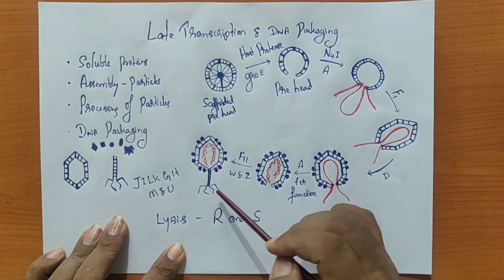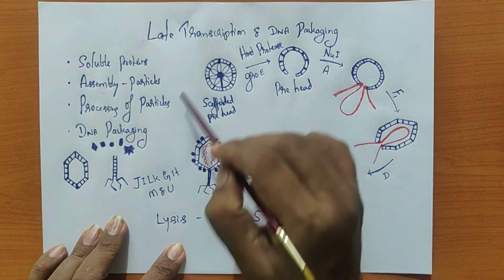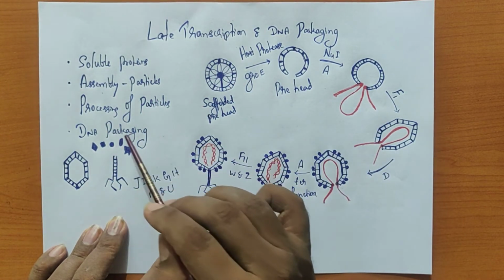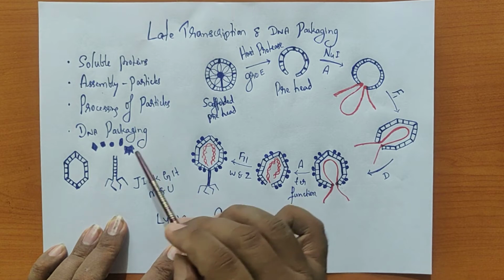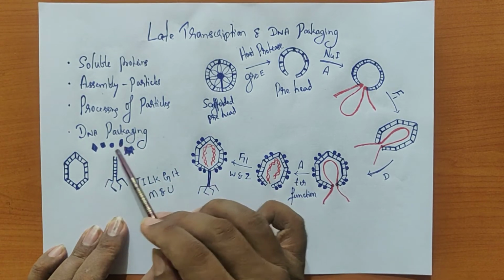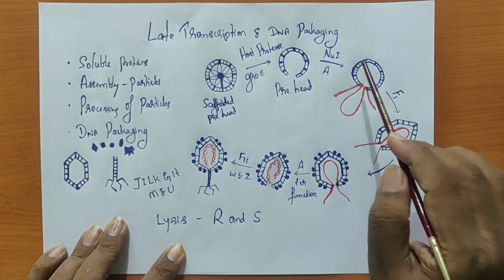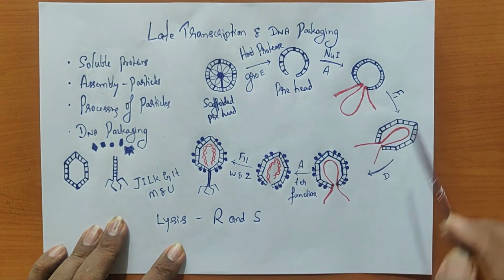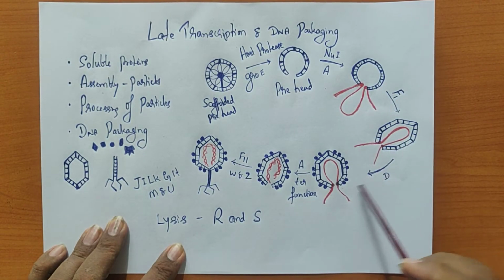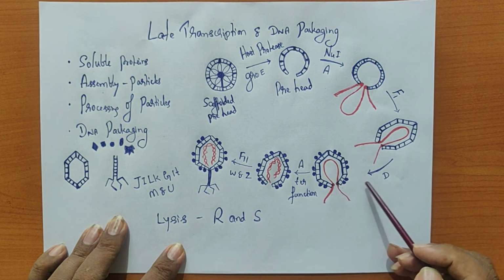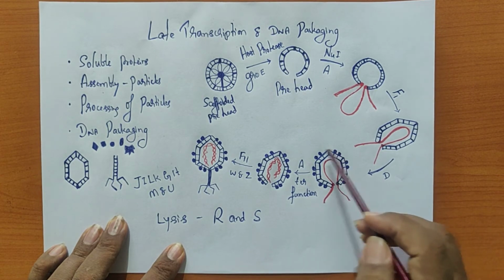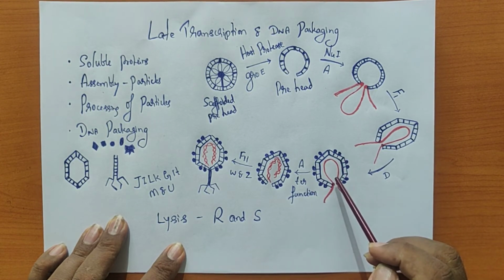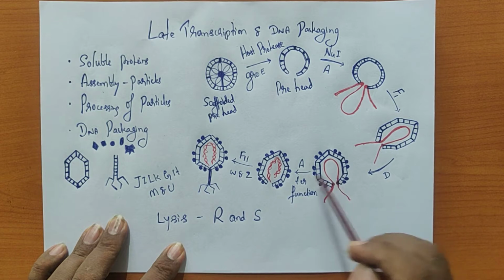Alright. Now this is how, in case of late transcription, proteins are synthesized and they are going to be assembled and processed. While processing, the DNA is going to be packaged in. Then after that there are some more additional processing of DNA. Then that gives a definite shape of a head which is hexagonal.